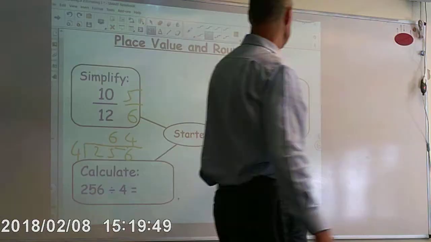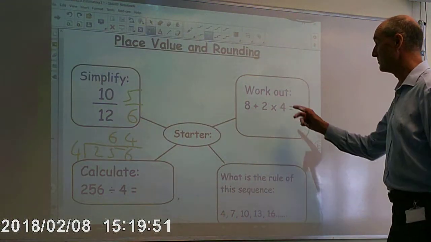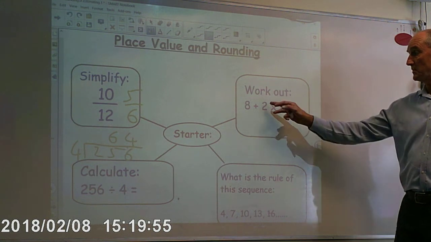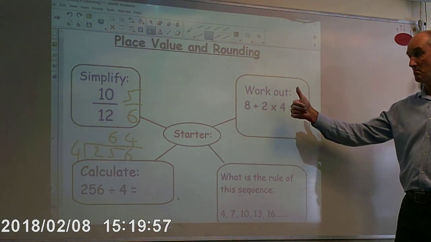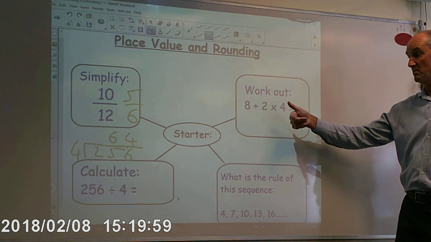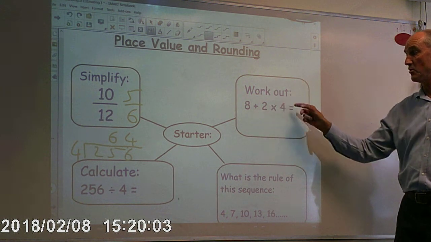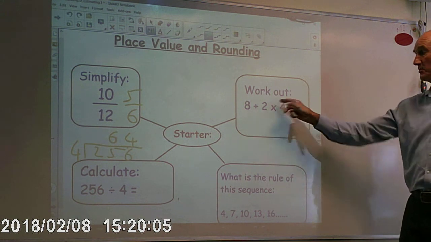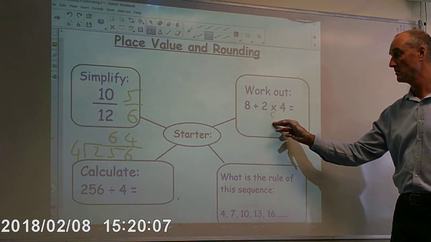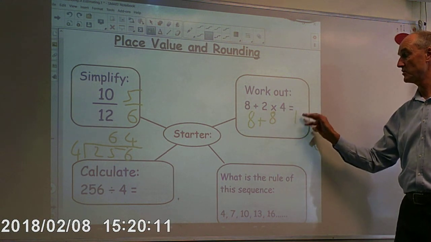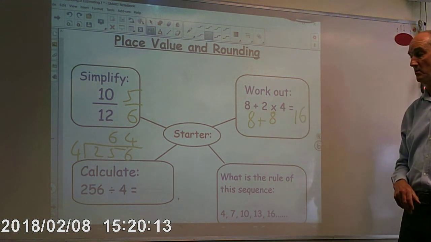Work out 8 plus 2 times 4. Right, so it's a big maths question, isn't it? Brackets, indices, divisions, multiplication, addition, subtraction. So the first operation that we've got to perform is the multiplication. 2 times 4 is 8. 8 plus 8 gives us 16 as our result.